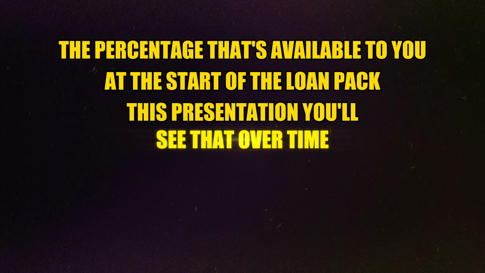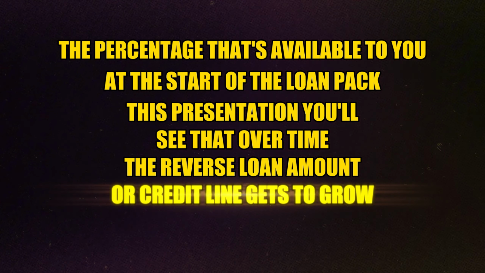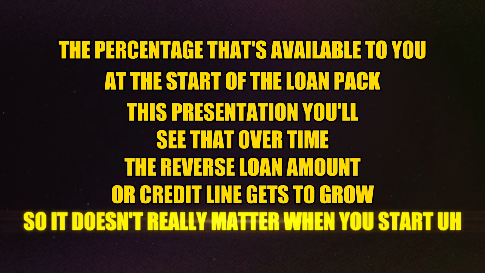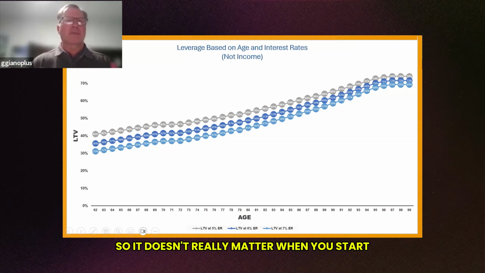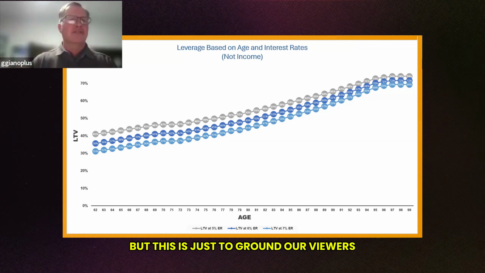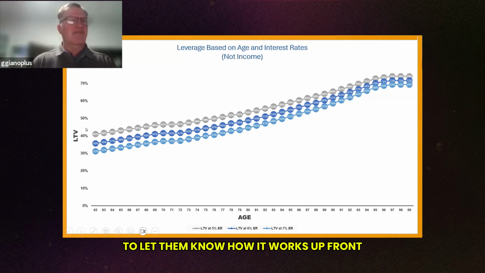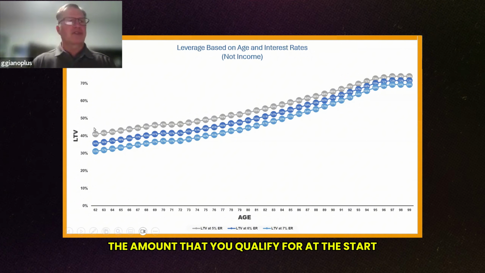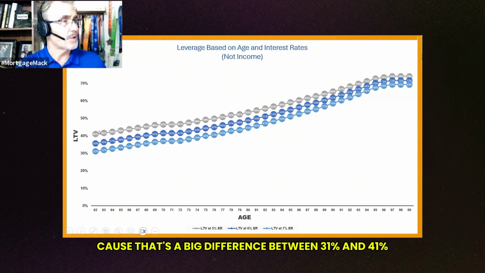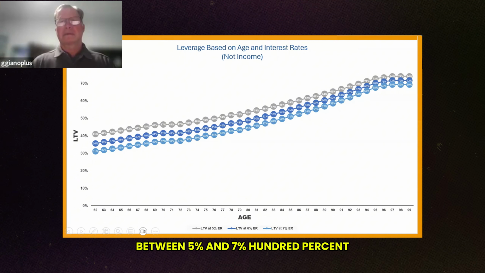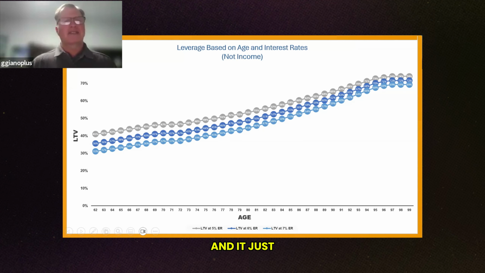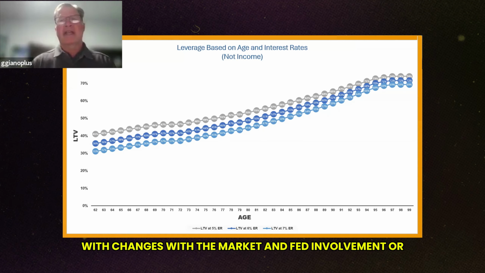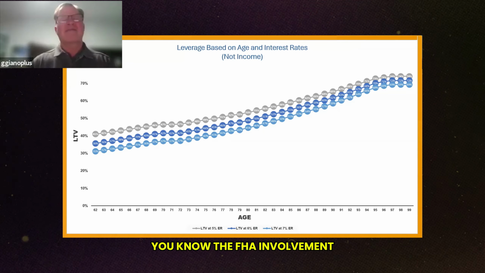Unpack this presentation, and you'll see that over time, the reverse loan amount or credit line gets to grow. So it doesn't really matter when you start, but this is just to ground our viewers, to let them know how it works up front, the amount that you qualify for at the start. Because that's a big difference between 31% and 41%, between 5% and 7%, and it just changes with the market and Fed involvement, or the FHA involvement.